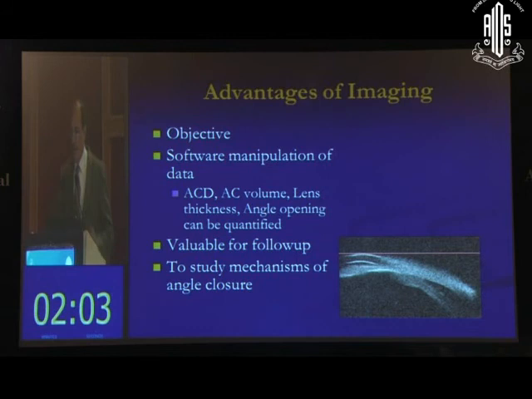The advantage of imaging is that it's objective, and you can use software to manipulate the data, and that can give you a number of parameters which can be objectively compared from one examination to another and over a follow-up time. So it's very useful for follow-up. Also these investigations, particularly UBM, give us the mechanism of angle closure, like a patient who has an angle closure, but this is because of the uveal effusion that is there. So it's called a secondary angle closure rather than primary angle closure. Gonioscopy will not give you this information.